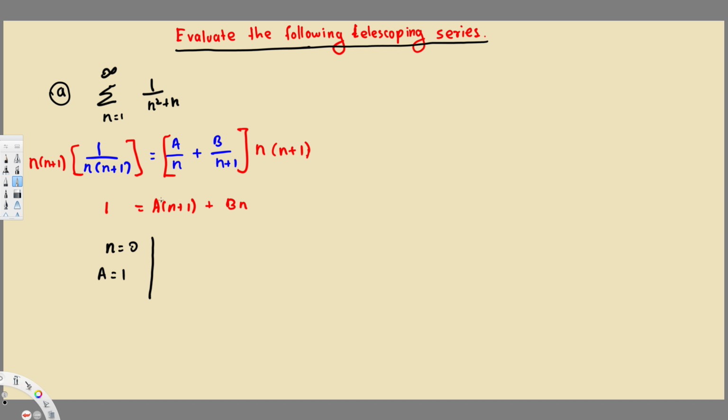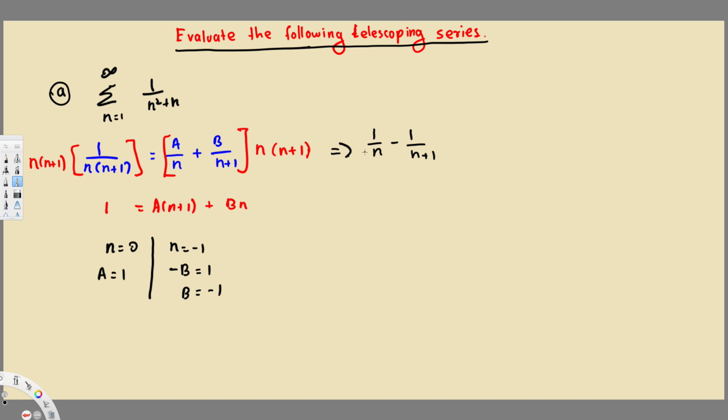And to find out B, we have to get rid of this A. So which value should I plug for n to get rid of this A? If you think about this, -1. If you put -1, this is going to become 0, and that will make A 0. Then we can find B. So n is equal to -1, and we will have negative B is equal to 1. Therefore B is equal to -1. Now we can go ahead and write this in terms of these values. So this is going to be 1 over n, and the other one is going to be -1 over n plus 1, right?